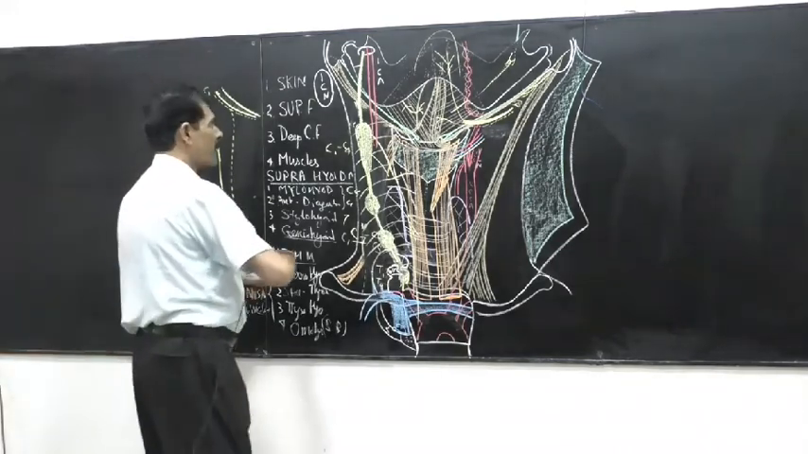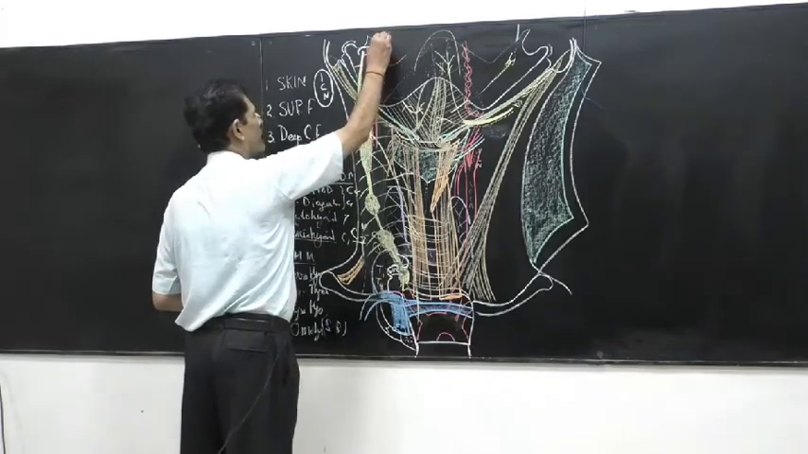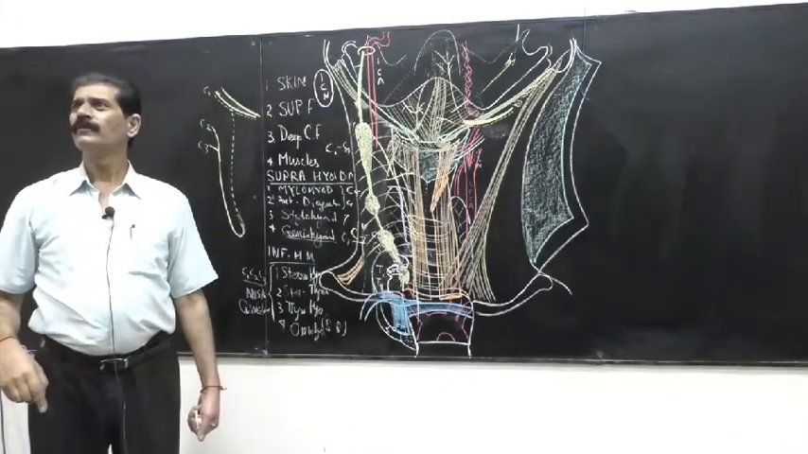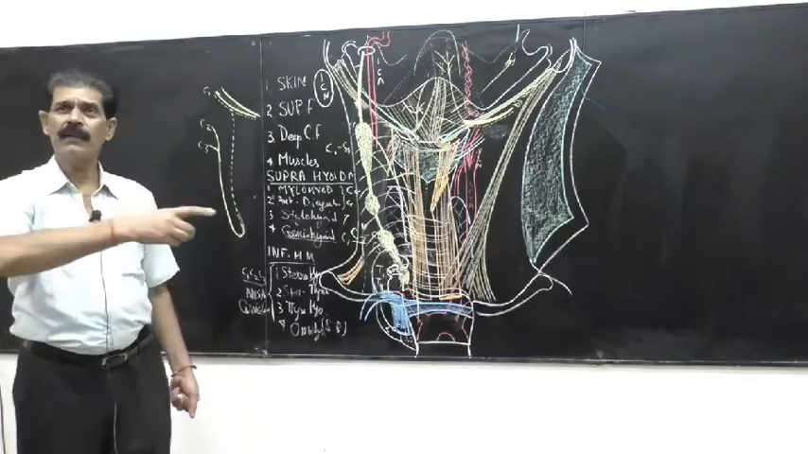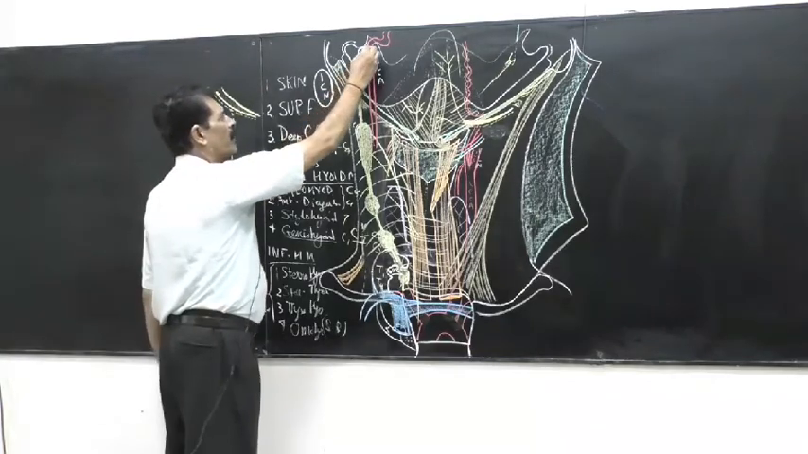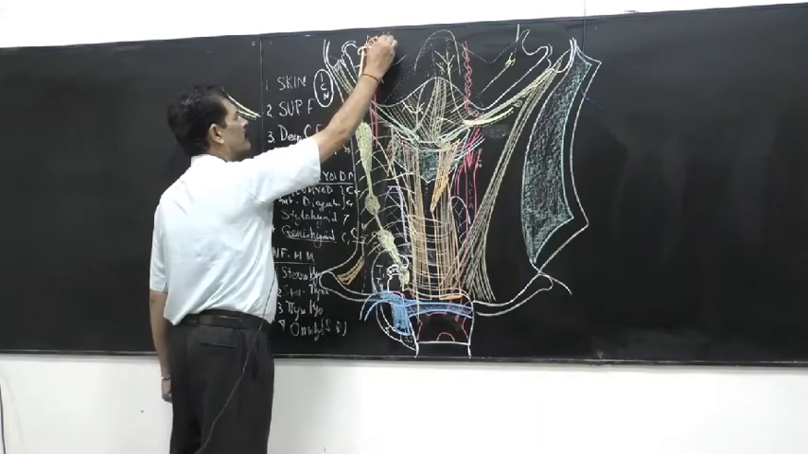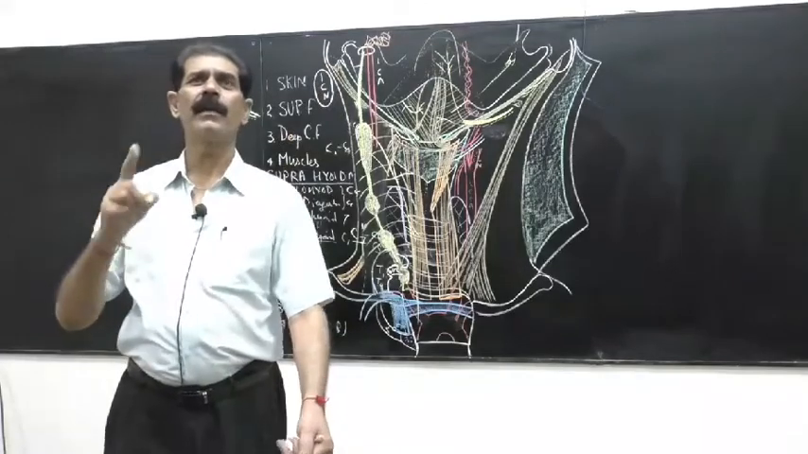When this internal carotid artery goes into the foramen lacerum, it becomes S-shaped. This is called the carotid siphon. And after entering the skull, it is no longer a nerve, it divides into a plexus around the internal carotid artery. What is this plexus called? Sympathetic plexus around the internal carotid artery.